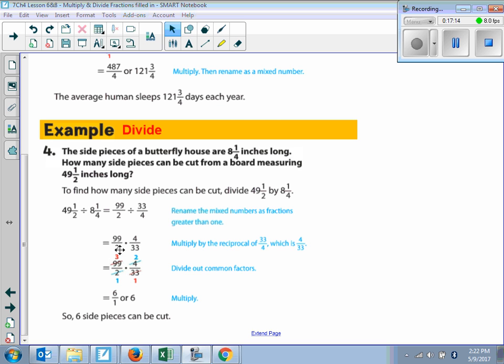So for both of these, you have to change them both to improper fractions. And once you change them, then you can leave it, change it, flip it. So this becomes 99/2. The division becomes multiplication. And the 33/4 becomes 4/33. So then you can simplify before you multiply. And then you multiply straight across. 3 times 2 is 6, and 1 times 1 is 1. So that means that we can cut 6 side pieces from the 49.5 inch long board.